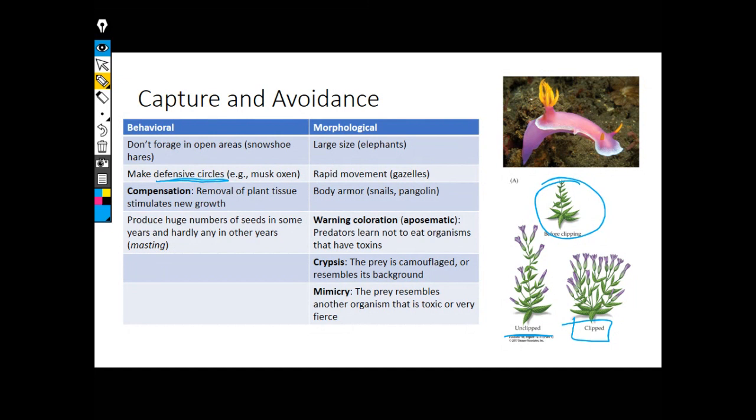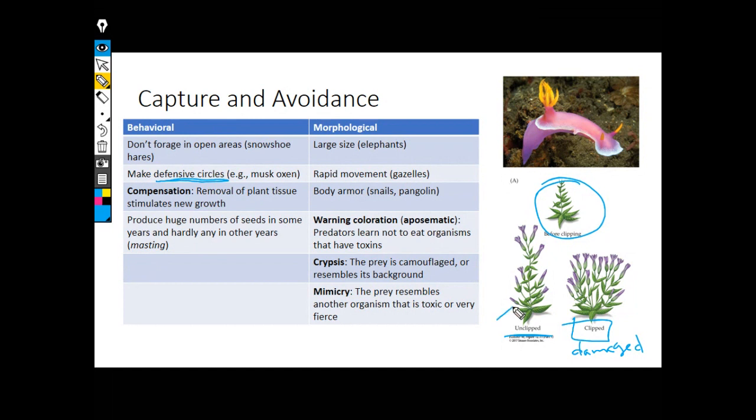So what we see here is that in the damaged version, the plant has responded to that damage and invested additional energy into growing more plant tissue. Okay, so kind of literally in anticipation of continual predation, right, continual herbivory, the plant increases the amount of growth hormone it has and grows more, often flowers, but not necessarily. It may also, depending on the time of year, grow more leaf to allow for additional photosynthesis.